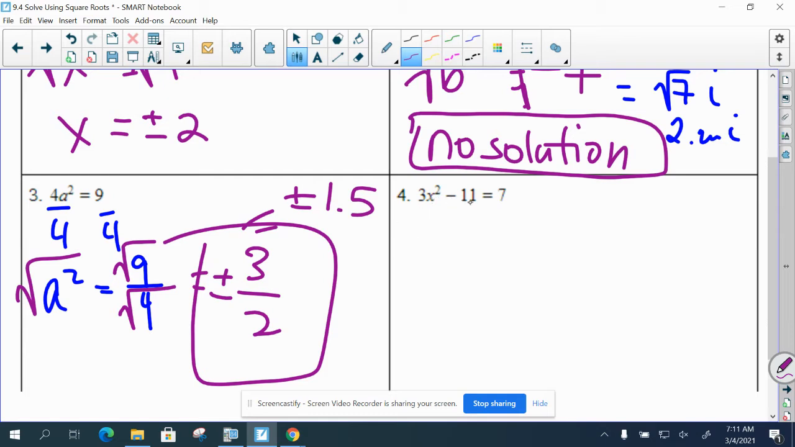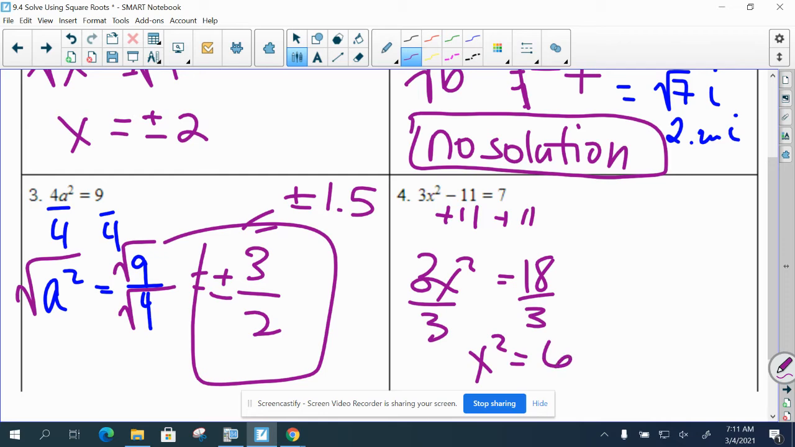For 4, this is a 2-step equation. Well, really 3 steps for the square root part, but you would add 11. So 3x squared equals 18. Divide by 3, and you get x squared equals 6. I don't know what the square root of 6 is, so I'm just going to leave it as plus or minus the square root of 6.